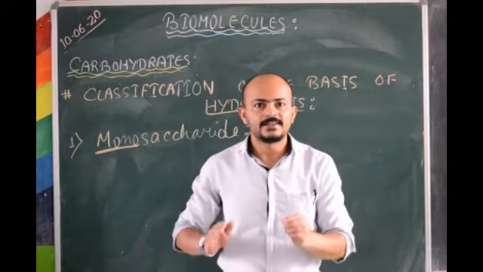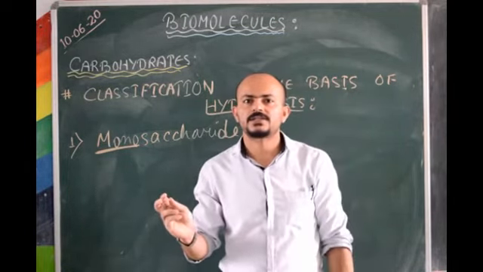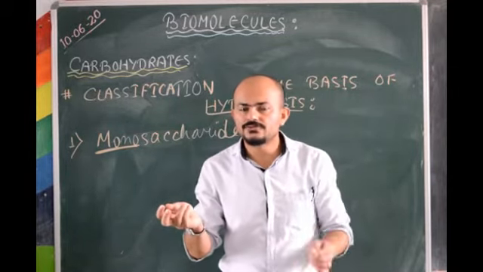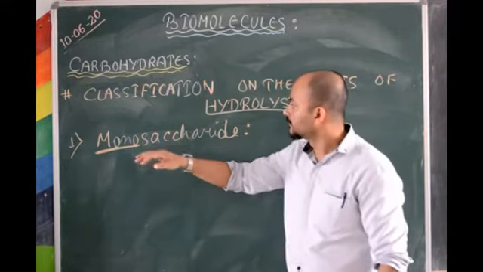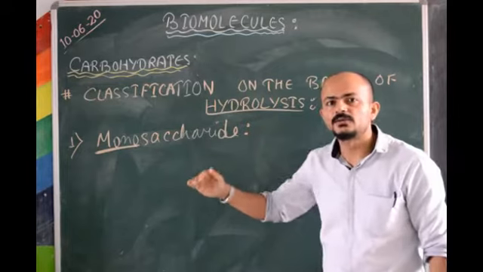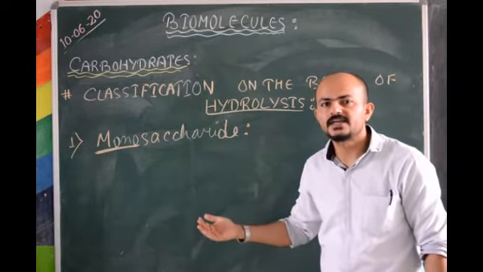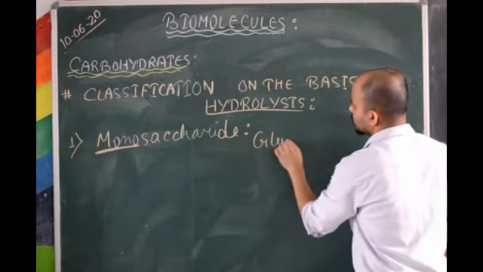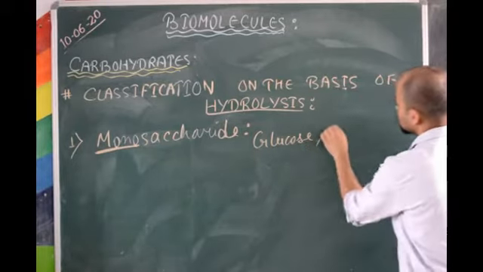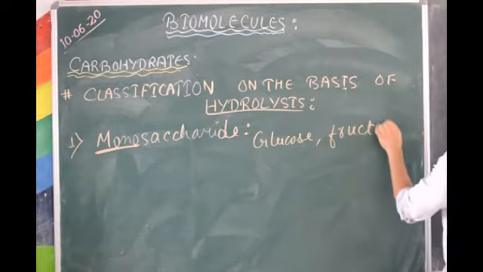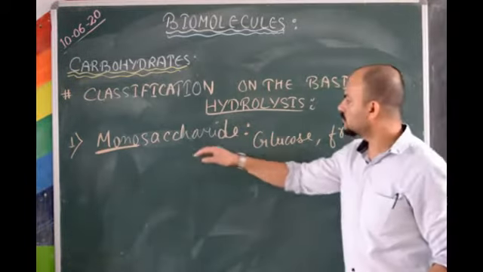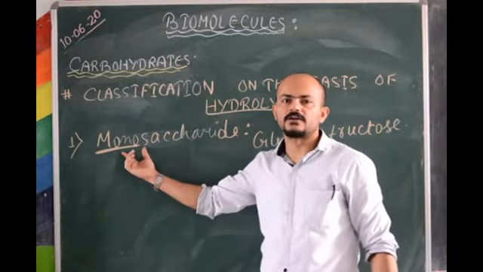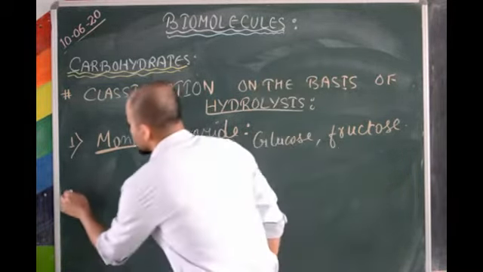So now it is the minimum unit, the simplest form. If you treat these monosaccharides with water, upon hydrolysis they do not decompose further. For example, glucose is an example. Similarly, we have discussed fructose. These are those carbohydrates which do not decompose further on hydrolysis. Therefore, they are known as monosaccharides. Now, the second one is oligosaccharide.